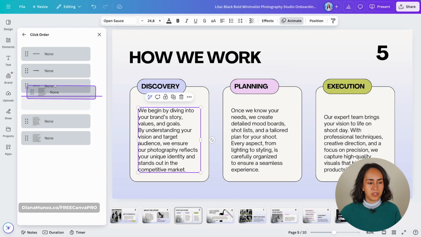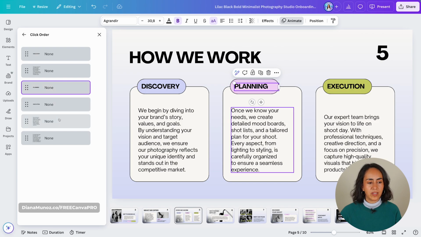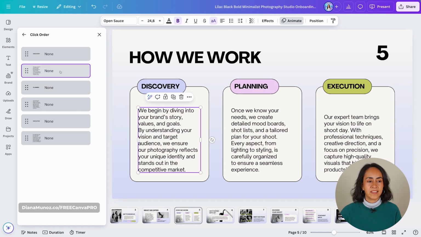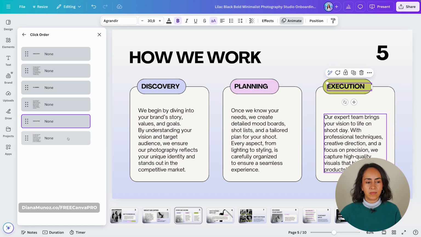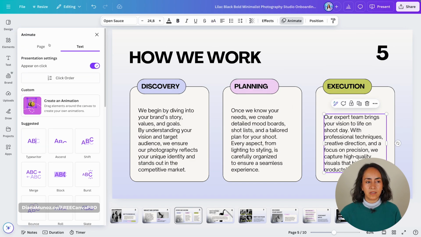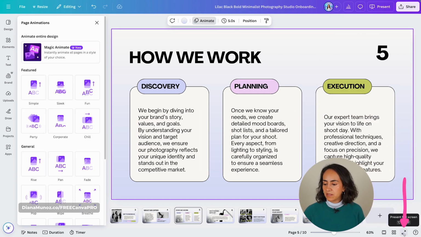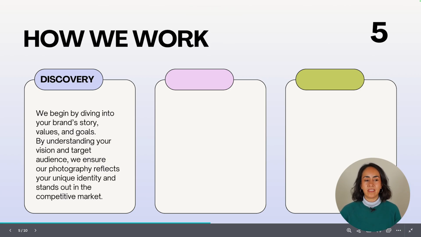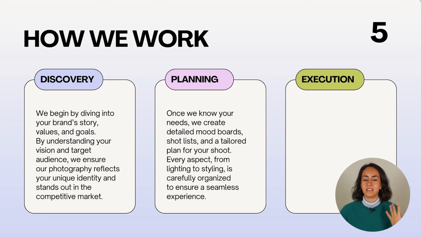This is this description, so I'm going to bring this one up. Then we have this title, and I want this description to go next, and then the last title and last description. So this is the order in which my elements are going to appear as I click on my presentation. So let me go to the presentation mode, and as you can see, we don't have the elements, but as I'm clicking, you will see that the content starts appearing one by one.